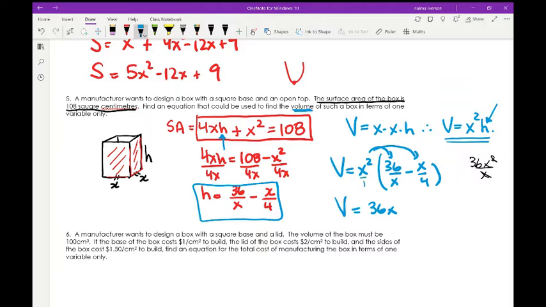Remember that this is x over 1. And then when I distribute over here, I'm going to get x squared over 1 times x over 4 negative. So I'm going to get x cubed over 4, or 1/4 x cubed. And that's going to be what your equation would look like for that one.